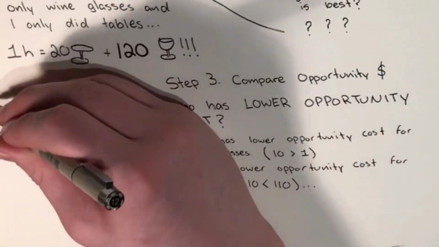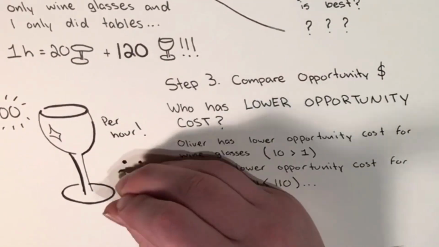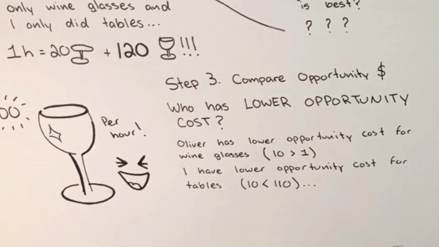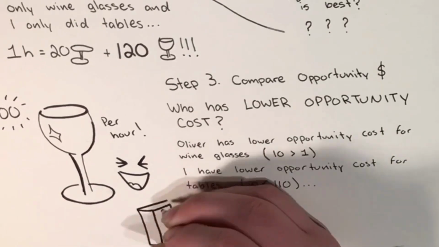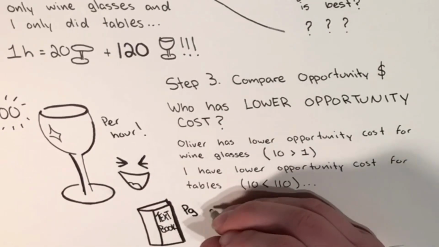So, that's comparative advantage for you, and that is how big of a difference it can make to allocate tasks to people who have it. If you want to read up on this topic, check out pages 187 to 189 in your textbook.